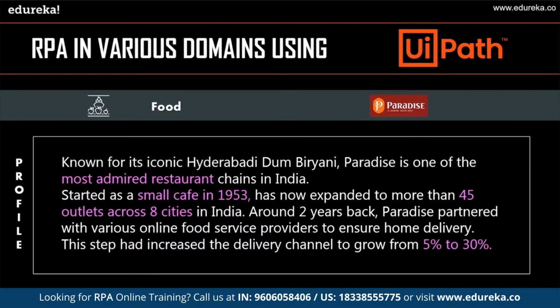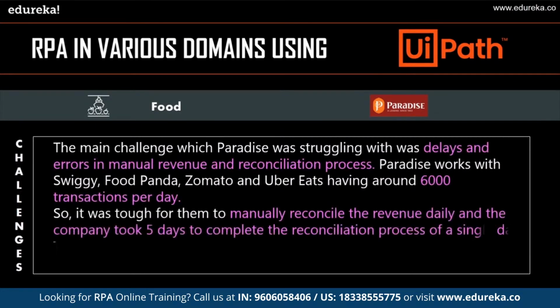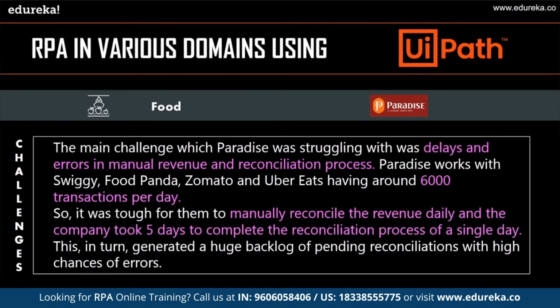Around 2 years back, Paradise partnered with various online food service providers to ensure home delivery, and this step has increased the delivery channel to grow from 5% to 30%. Now, the main challenge which Paradise was struggling with was the delays and errors in manual revenue and reconciliation processes. Paradise works with Swiggy, Foodpanda, Zomato, and Uber Eats and has around 6,000 transactions per day. So, it was tough for them to manually reconcile the revenue on a daily basis, and the company took 5 days to complete the reconciliation process of a single day.